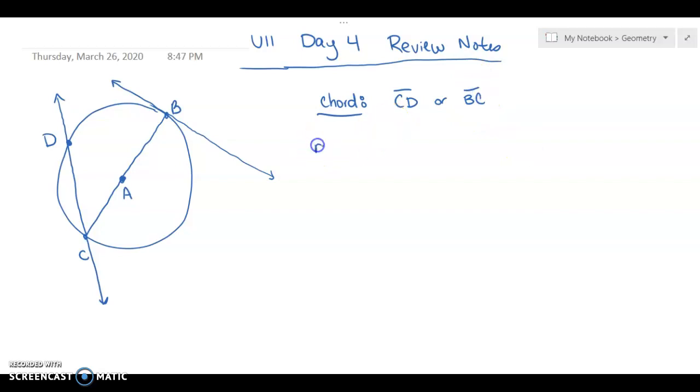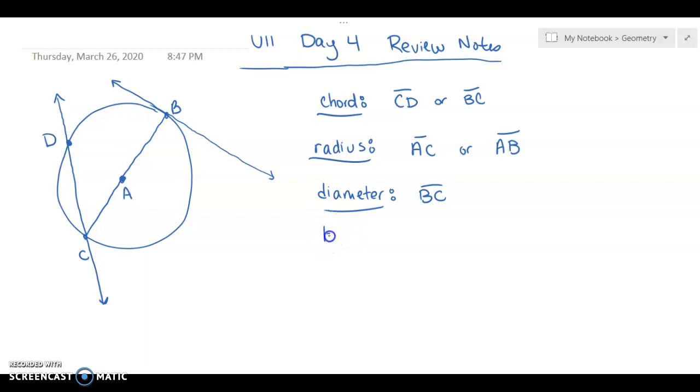Another thing you're going to need to be aware of is what a radius is. A radius goes from the center to a point on the circle. So something like AC or AB would be a radius. You also need to know a diameter. A diameter is a segment that goes through the center and goes from one point on the circle to the other. So it's like a chord, but it goes through the center. So BC would be the only diameter. Make sure you use the segment symbol again.